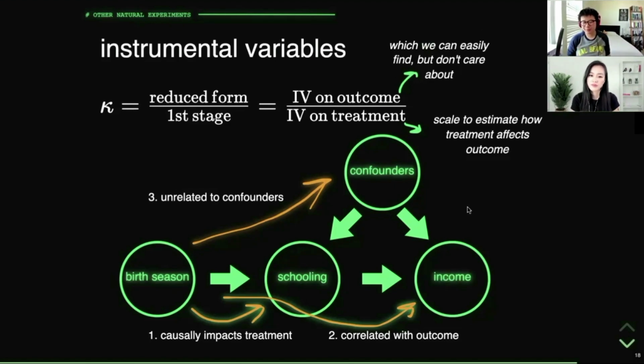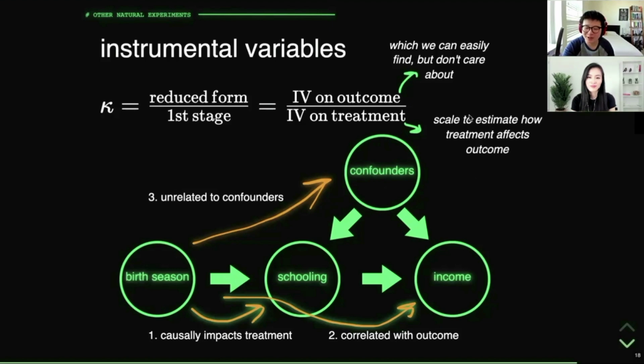In reality, it can be really tricky to use this method. First of all, not everyone is impacted by the instrument. If you don't drop out of high school, then you're not impacted by birth season. So this method may not be effective if very few people are impacted by the instrument. And even if there are many people impacted, they may not be representative of all high school students. So maybe for dropouts, schooling affects income differently compared to your average high schooler.